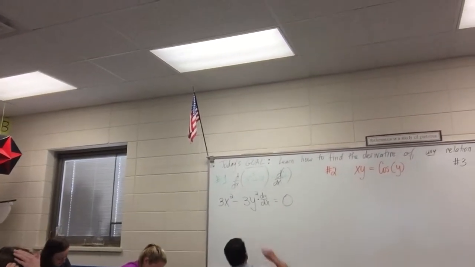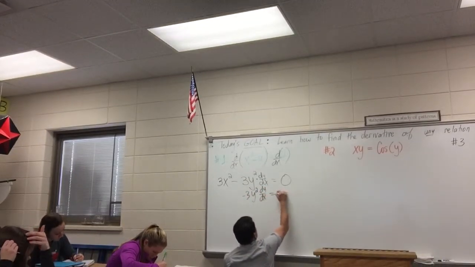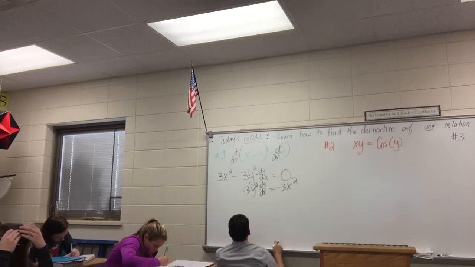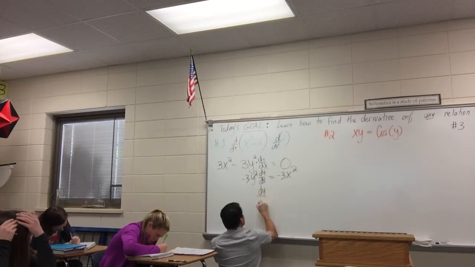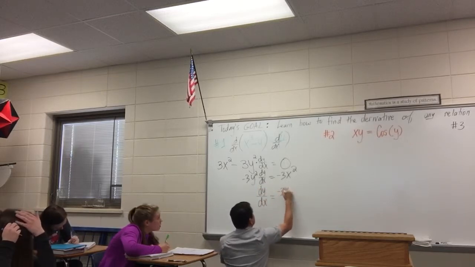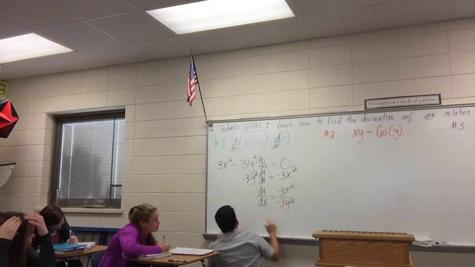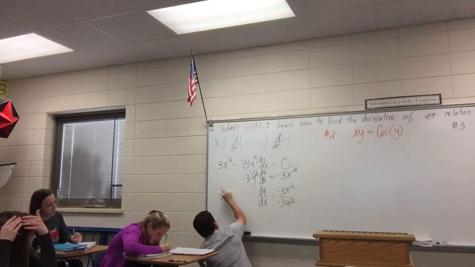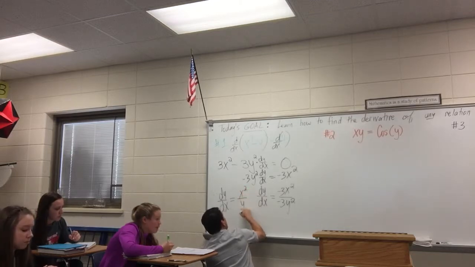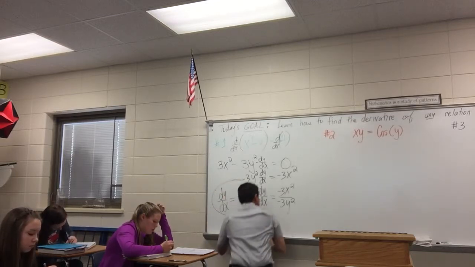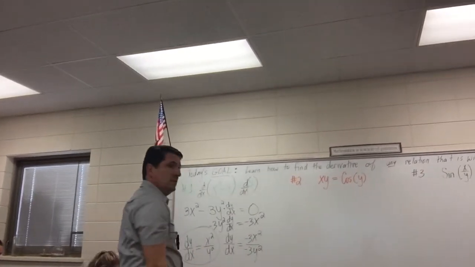So what do we got here? I got negative 3y squared dy/dx is equal to negative 3x squared. And then solving for dy/dx, that's the goal. Find the derivative. dy/dx is equal to negative 3x squared divided by negative 3y squared. And I'll summarize it over here. That means dy/dx is equal to x squared over y squared. Make sense?